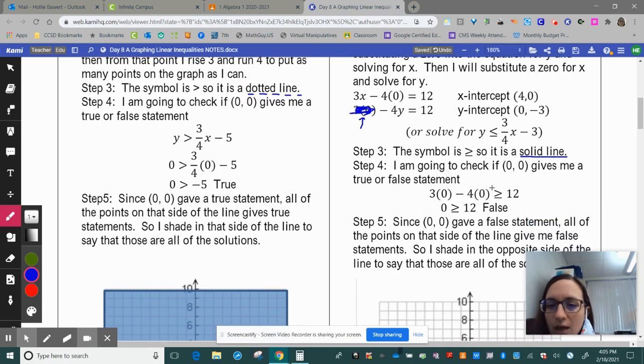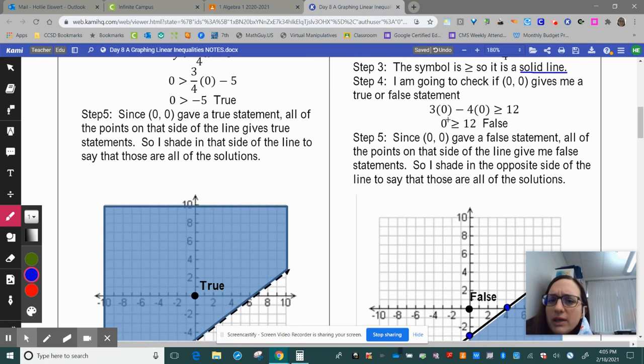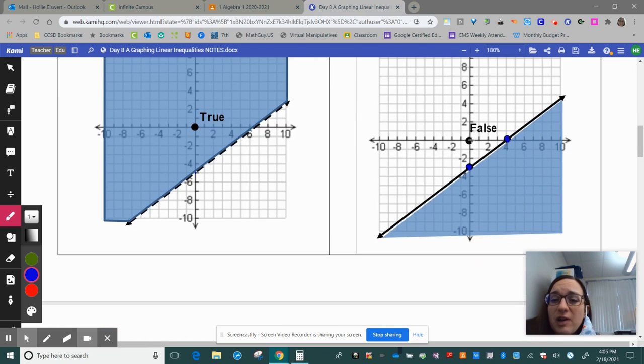Okay. Then we check 0, 0. So this time that little greater than trick won't work. We plug in 0. What's nice about plugging 0, 0 in and checking the origin point with standard form is that everything to the left cancels out. So we're just asking, is 0 greater than or equal to 12? No. 0 is not greater than or equal to 12. See how it's false? Which means if that's false, nothing over here is a solution. Everything down here is a solution.